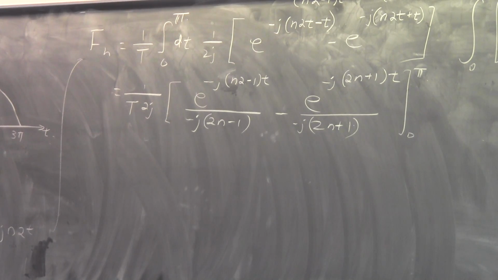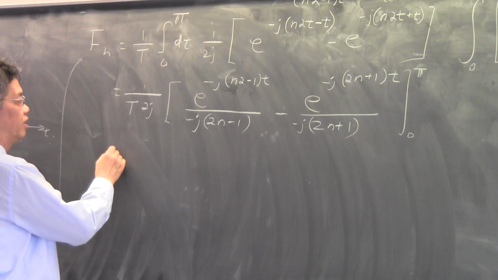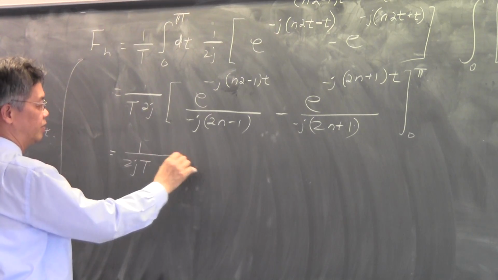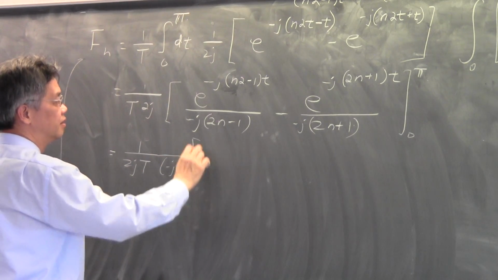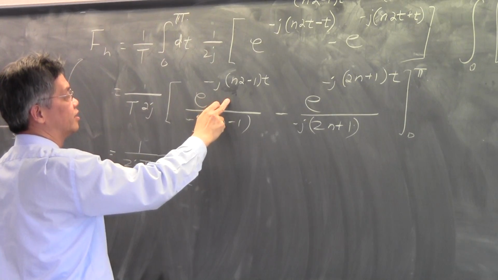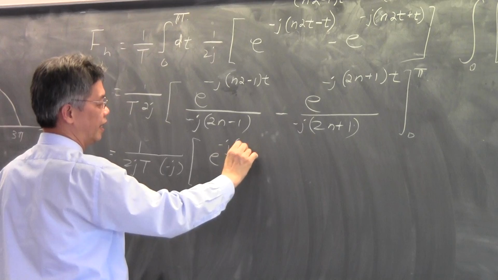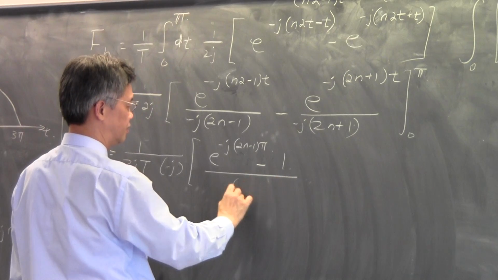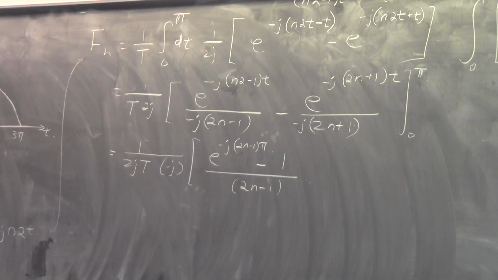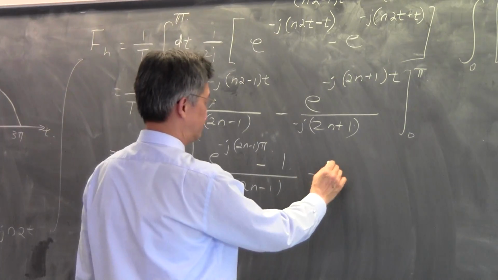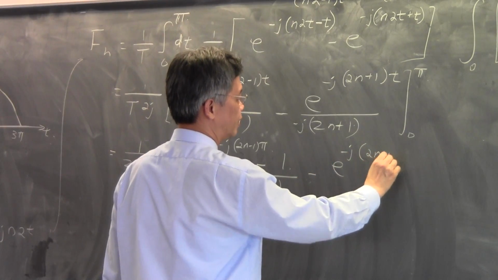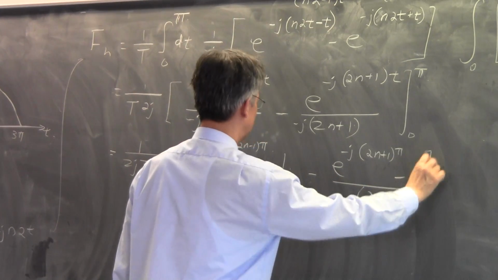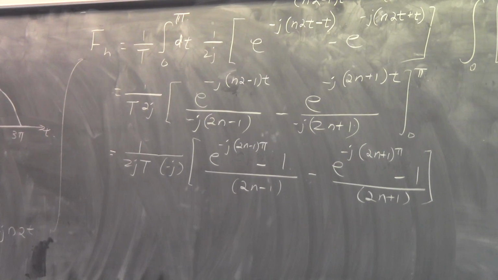And then if I evaluate the first one, I must take this minus j on the outside, and then I evaluate this at the top point. I get e to the minus j (2n minus 1) pi minus 1, over 2n minus 1 for the first term, and then the second term is e to the minus j (2n plus 1) pi minus 1, over 2n plus 1. Okay, the rest is just algebra.